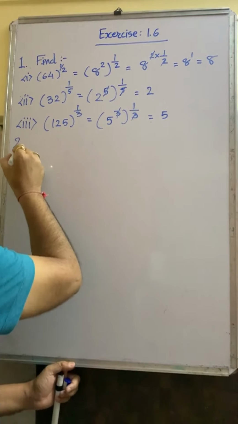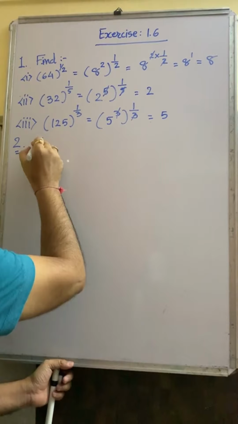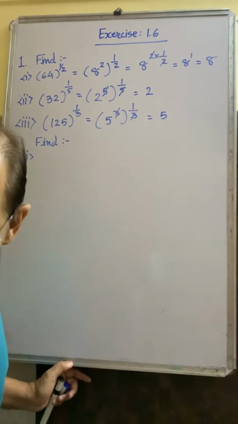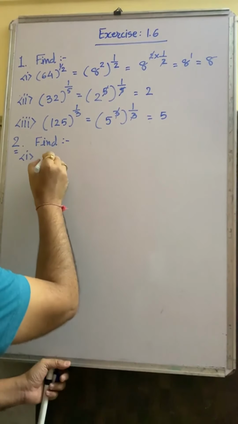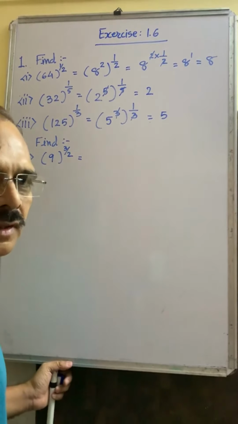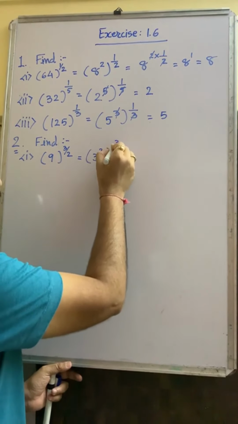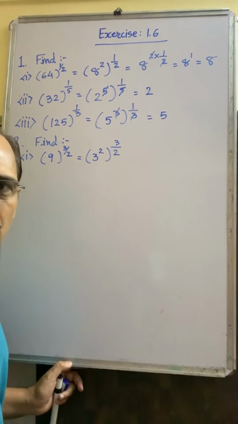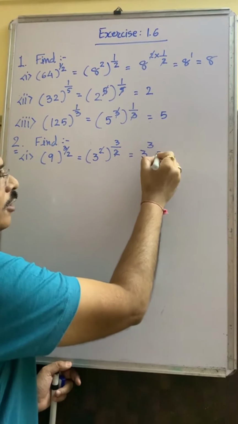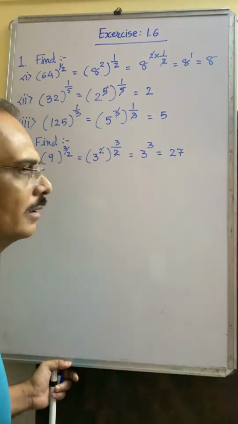Question number 2. In this way we proceed on. Question number 2 is also the same style. Find. First is 9 raised to 3 by 2. Now see, 9 is 3 square, whole raised to 3 by 2. Power of power means multiplication, so 2 will be cancelled. 3 cube is 3 3s are 9, 9 3s are 27.